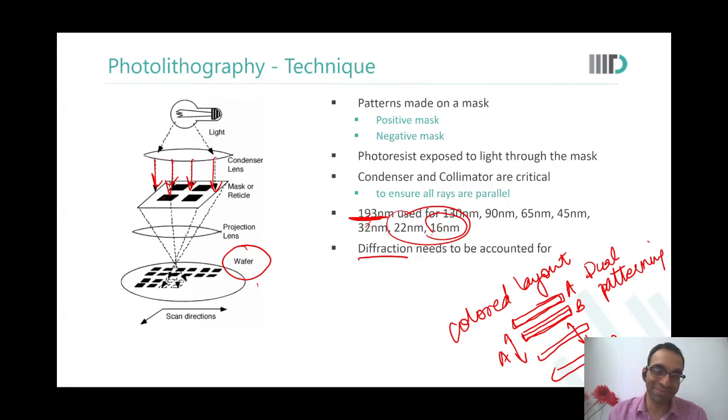EUV is costlier. Okay, and so what was the concept of dummy poly, how is that different from this one? Because in both we are manufacturing poly. In one we are making more masks in dual patterning, but in dummy poly, what are we doing?